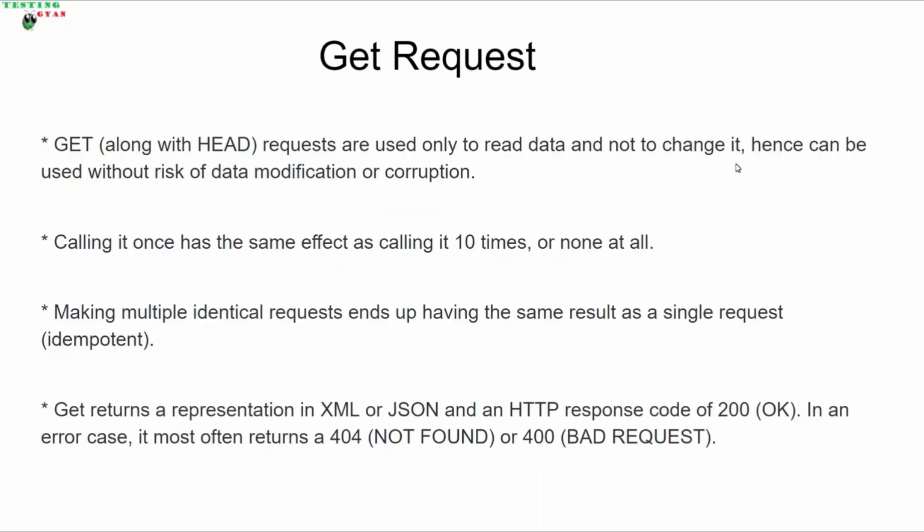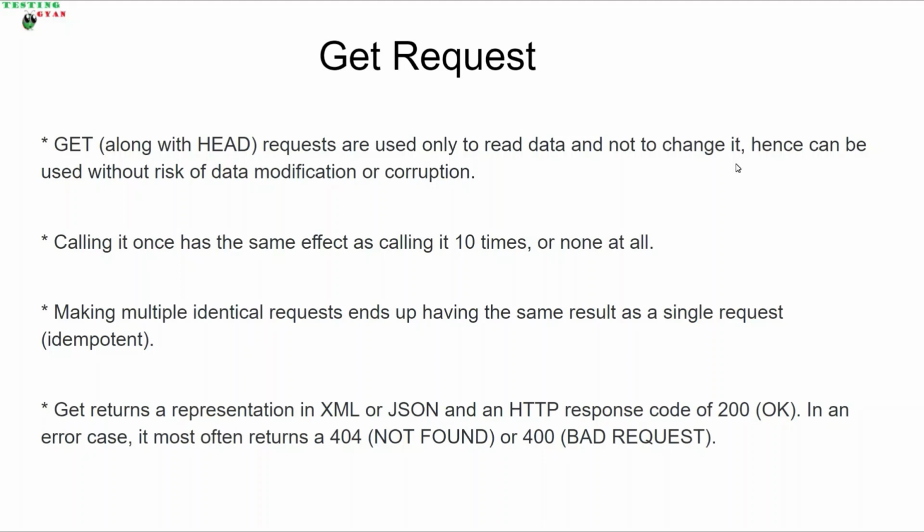The first request in the list is the GET request. As the name suggests, GET simply means reading out the data and not changing it. Hence we can use this GET request without any risk of data modification and corruption. Calling it once has the same effect as calling it 10 or 100 times. Making multiple identical GET requests has the same result as a single request. This property is called idempotent, that is, nothing is going to change even if we have 100 identical GET requests.